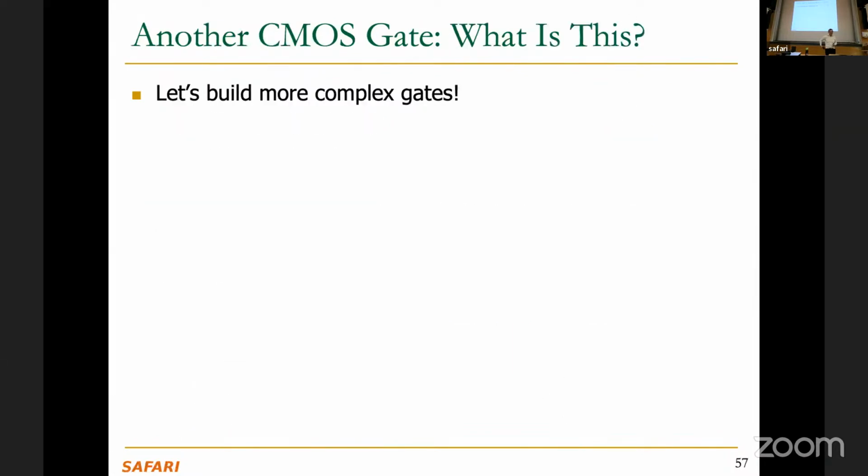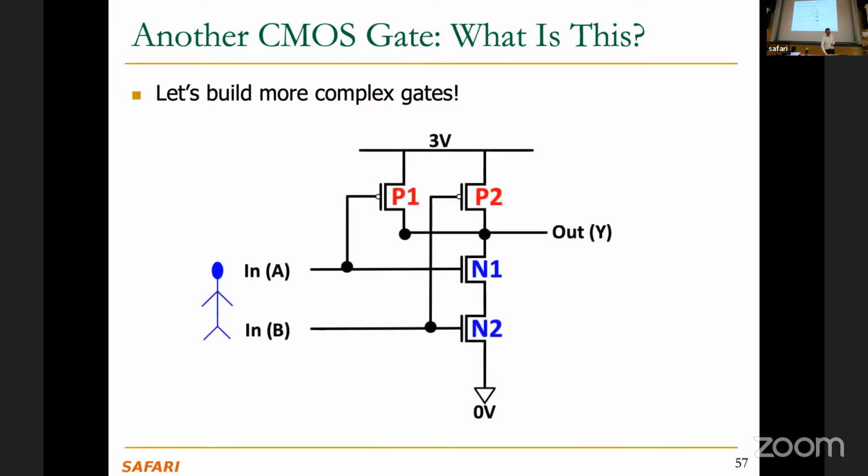Okay, let's build a little bit more complex gates. We still have some time. So what is this? This is a more difficult question for you. Now we have two P-type transistors on top connected to the output in parallel, and two N-type transistors connected to the output in series. And as we said, N-types are good at pulling down, so they're at the bottom. P-types are good at pulling up, so they're at the top. And the input A is connected to P1 and N1, and input B is connected to P2 and N2.